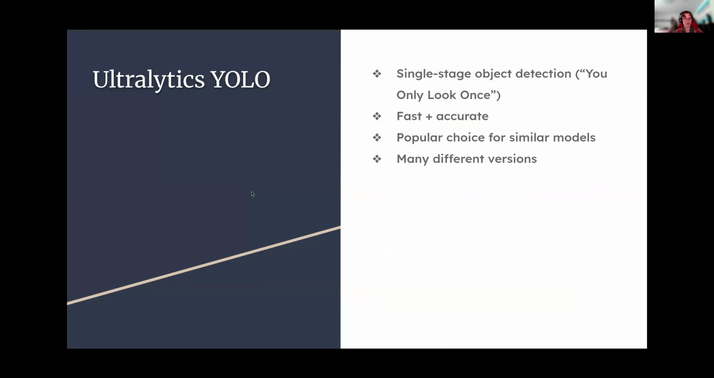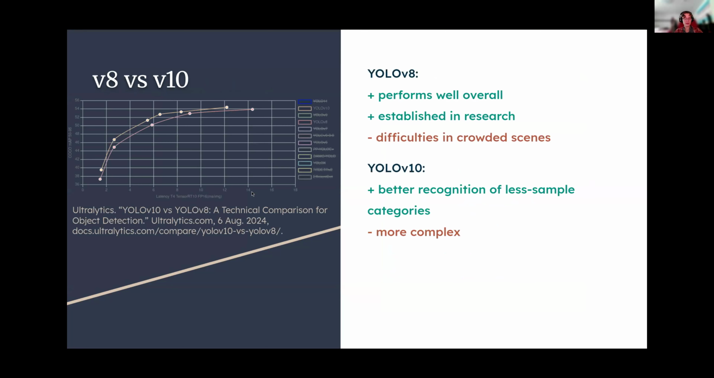And YOLO is a single-stage object detection model. It stands for You Only Look Once. This means it's fast without sacrificing accuracy. It's a popular choice for similar model tasks, and it has many different versions to choose from.